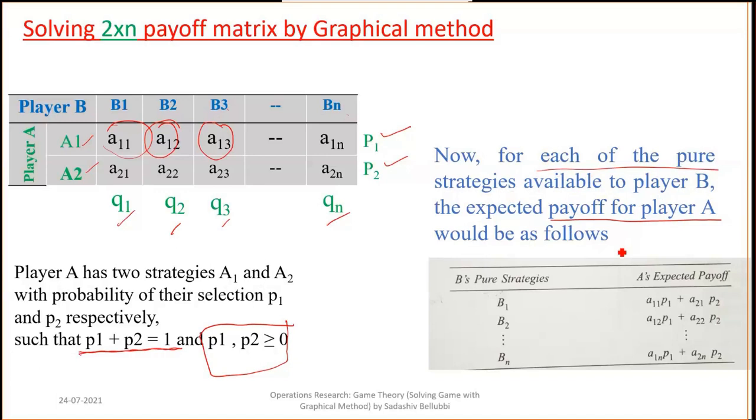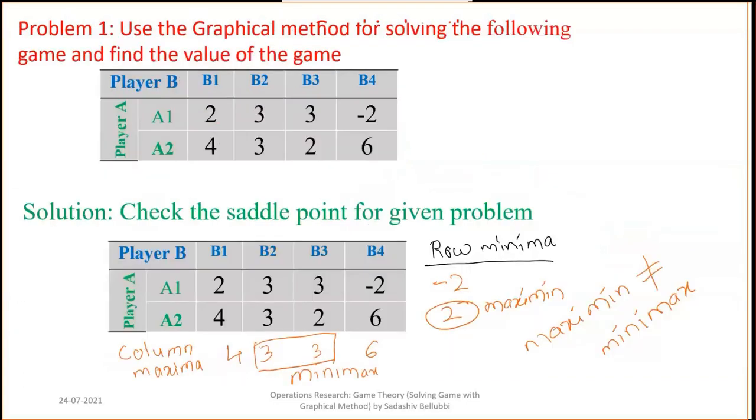If they are given a 2 by n matrix, then player B's pure strategies are B1, B2, B3, B4 till Bn. At the same time, player A's expected payoffs are a11 into P1 plus a21 into P2 for the B1 strategy, and for the B2 strategy a12 into P1 plus a22 into P2. Likewise, while starting the problem, we need to write this clearly. Now we'll move on to the problem.